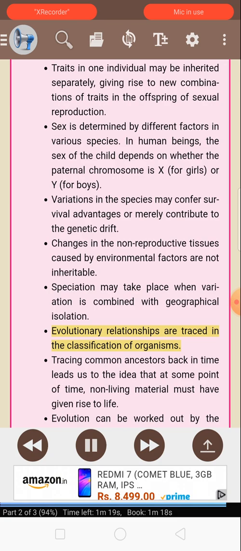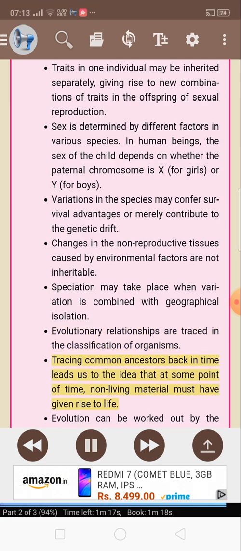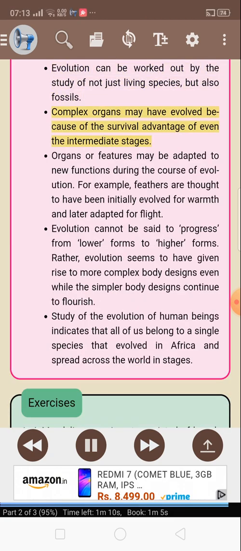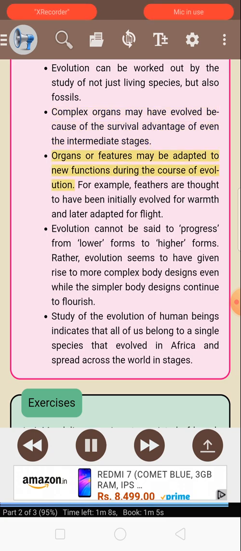Evolutionary relationships are traced in the classification of organisms. Tracing common ancestors back in time leads us to the idea that at some point of time, non-living material must have given rise to life. Evolution can be worked out by the study of not just living species but also fossils. Complex organs may have evolved because of the survival advantage of even the intermediate stages. Organs or features may be adapted to new functions during the course of evolution. For example, feathers are thought to have been initially evolved for warmth and later adapted for flight.